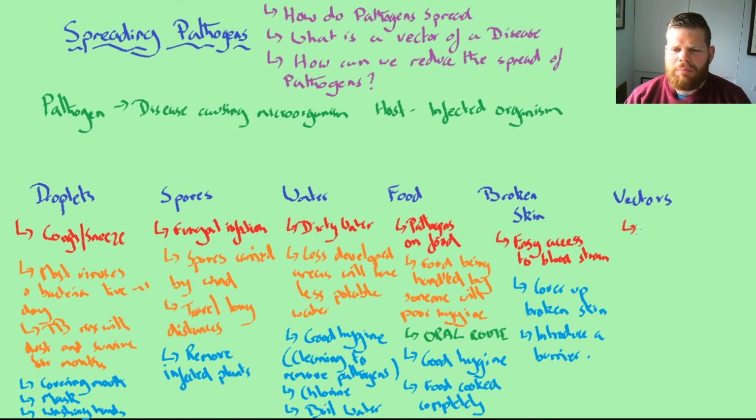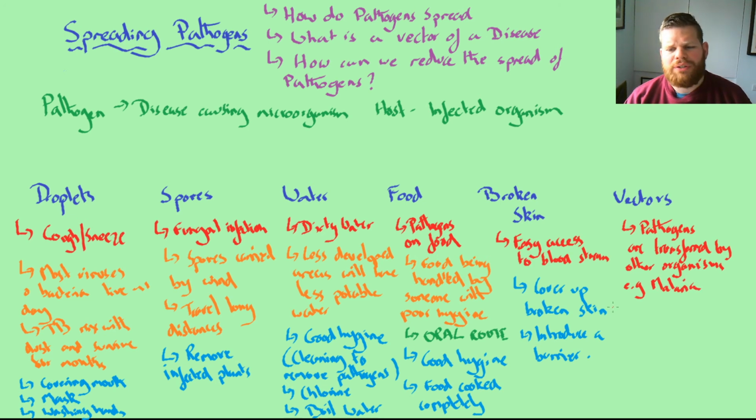Last in our list, vectors. So vectors is when pathogens are transferred by other organisms. Now, an example of this is malaria. Now, malaria is transferred by mosquitoes. So we have mosquitoes being our vector.